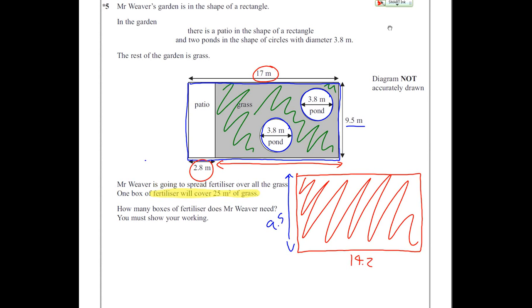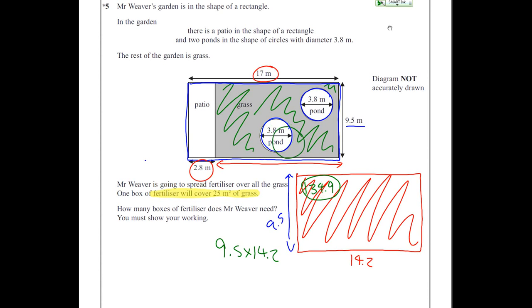Now to get the area, 9.5 times 14.2 on your calculator. It's a calculator paper, you should be using a calculator. This whole shaded red area is 134.9. Now you're not done because there's gaps in the grass.